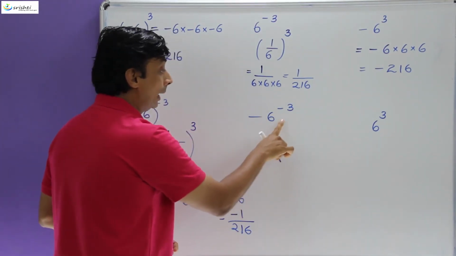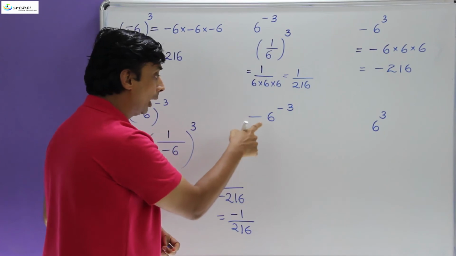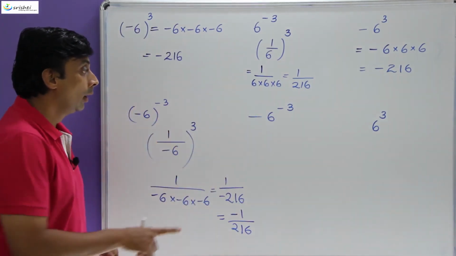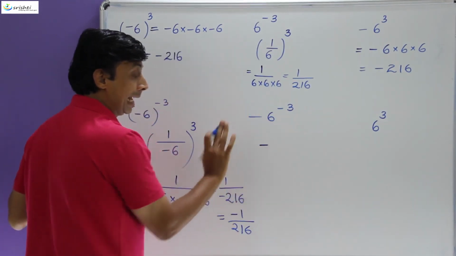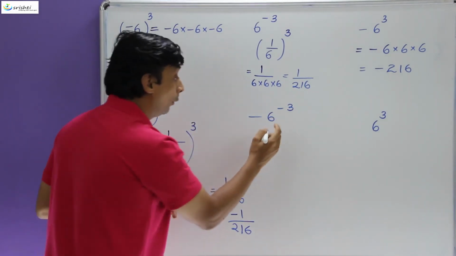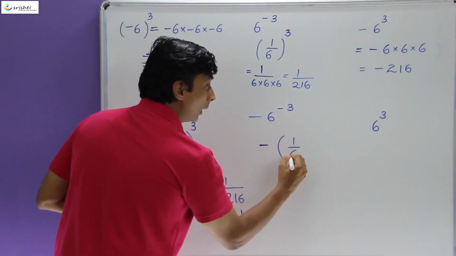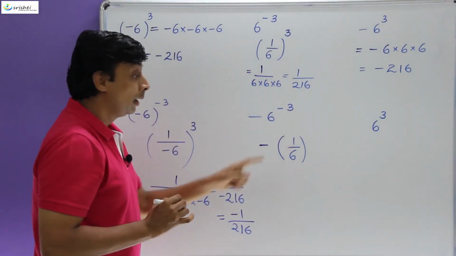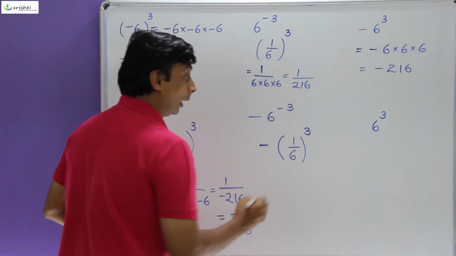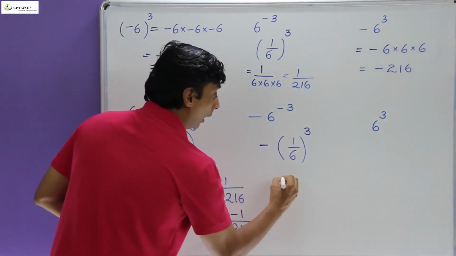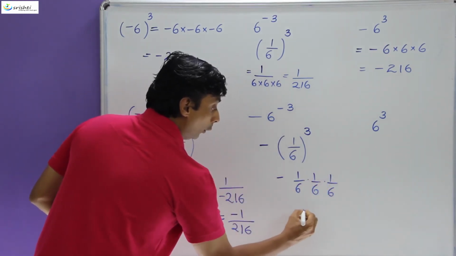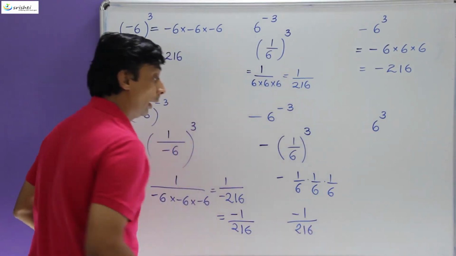So what would be minus 6 raised to minus 3? Is there a bracket over here? No, there is no bracket here. So that is the difference between these two cases. The negative sign remains as is. The power of negative 3 applies only to 6. So we would take the reciprocal of 6, which happens to be 1 by 6. Since you have taken the reciprocal, you eliminate the negative power. So the power becomes positive 3. Now this answer becomes minus 1 by 6 into 1 by 6 into 1 by 6. If you calculate, this would be minus 1 by 216.